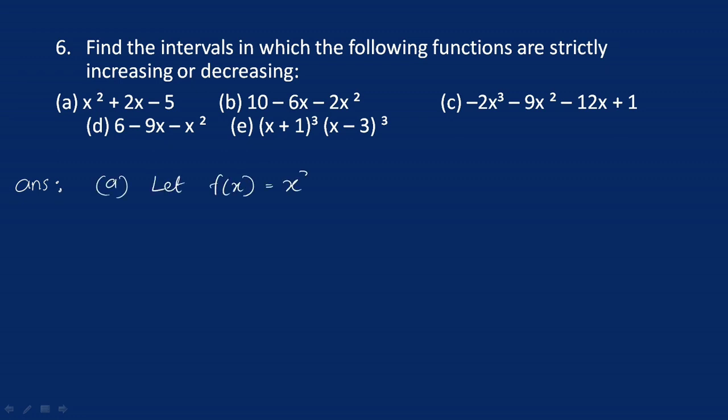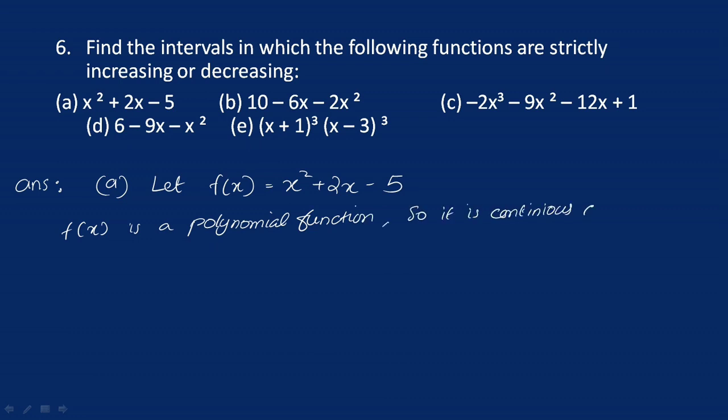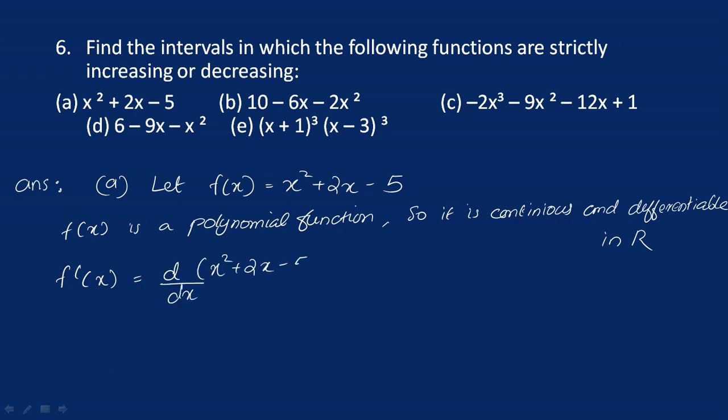So A, let us consider f(x) = x² + 2x − 5. Now f(x) is a polynomial function, so we can write f(x) is continuous and differentiable in R. Next we find f'(x), that is d/dx of x² + 2x − 5. d/dx of x² is 2x, d/dx of 2x is 2, d/dx of 5 is 0. So we have 2x + 2, or 2(x + 1). So we have got f'(x).